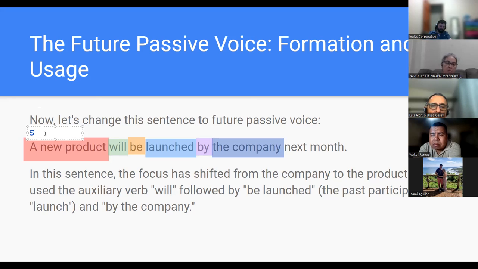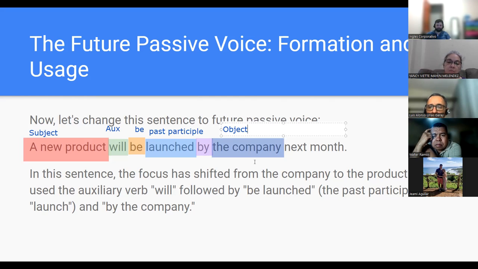All right, so anyways, guys, you have the subject, and then you have the auxiliary, and something that will always be present, we said that would be "be". So it's different because we're not going to have "been". And then we have "launched", which is the past participle. And then we have to have the preposition "by". That's the preposition. And then the object. Now this becomes the object. So: a new product will be launched by the company next month.